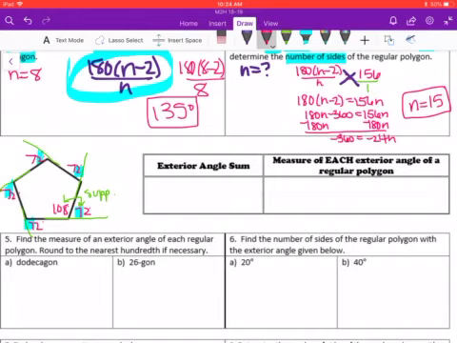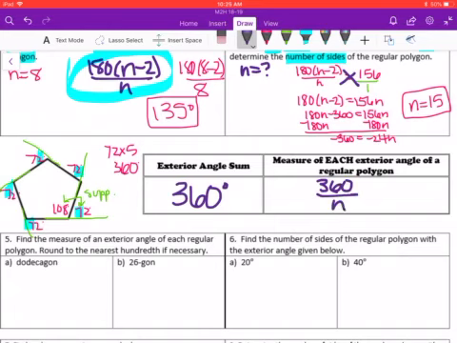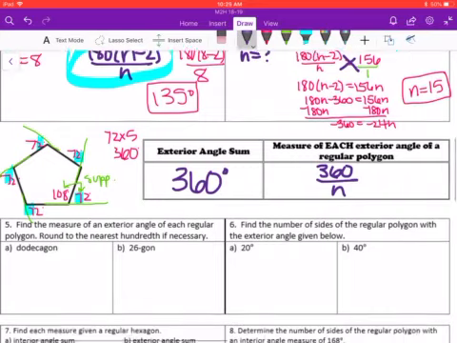Now, if you take a look, you have 5 of them. If you did 72 times 5, they each have to be the same since it's regular, that would equal 360. This is true for any shape. All exterior angle sums will always be 360. Okay, so if you wanted to find each of them, you just take 360 and you divide it by the number of sides, right? If it's regular, if all the angles and the sides are the same.